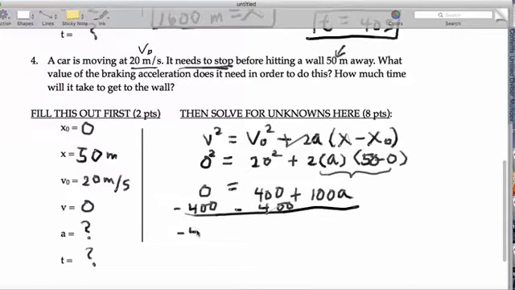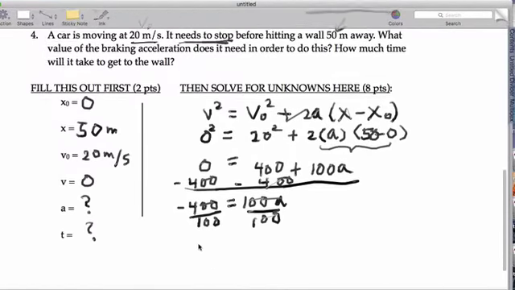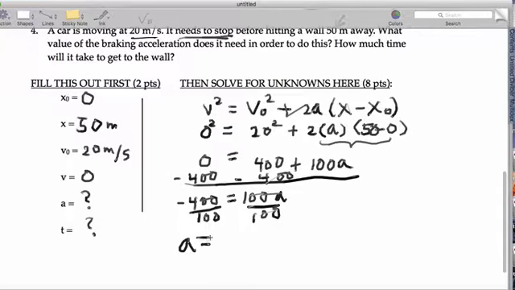So we get negative 400 equals 100a. We divide both sides by 100. And we're going to get that our acceleration is negative 4 meters per second squared. That makes sense because the car is moving forward and the braking acceleration is trying to drag it backwards to stop it. Now let's get the time.